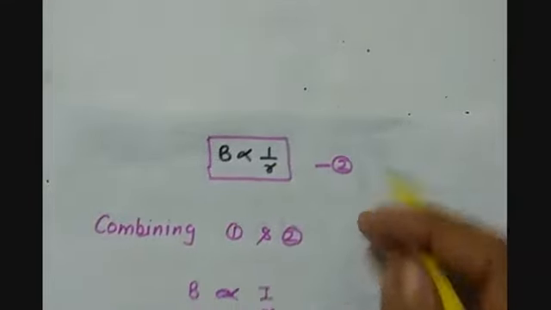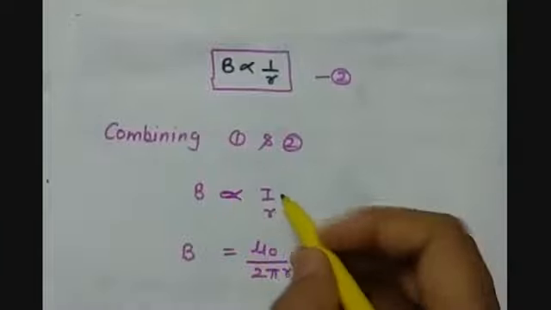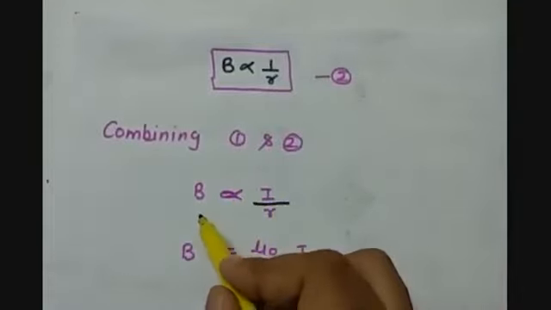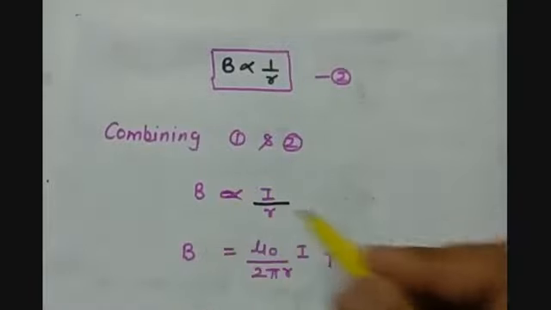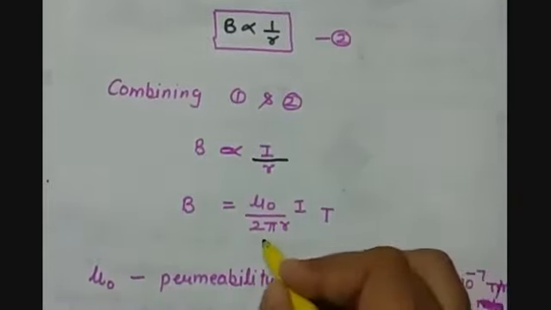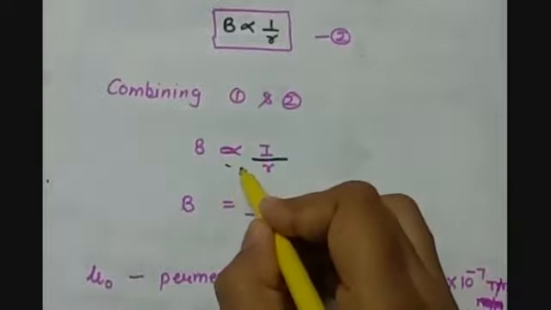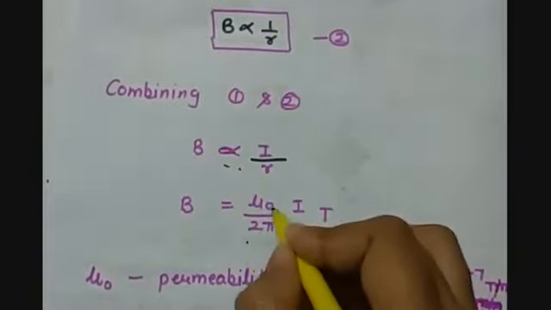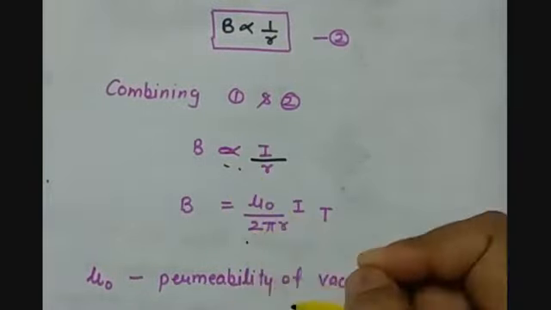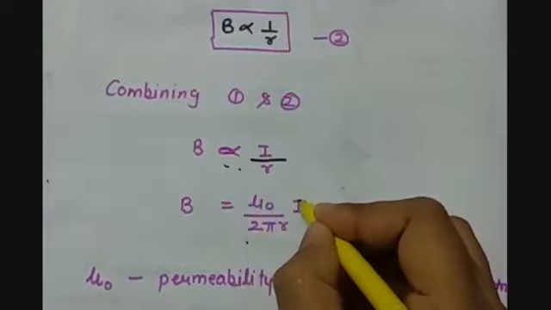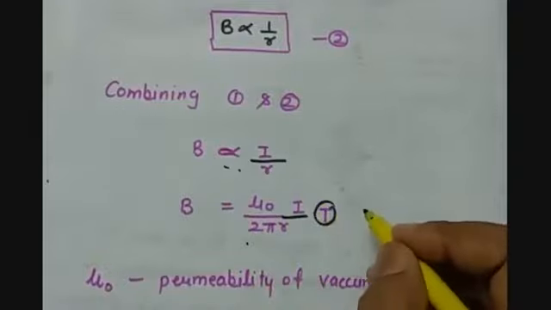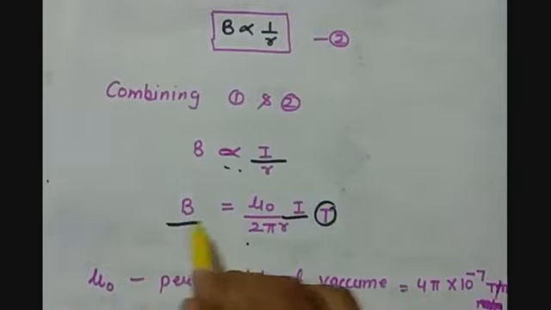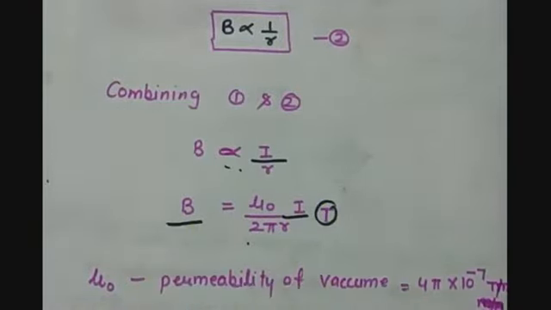Let us combine equations 1 and 2. It becomes B is directly proportional to I by R. When we remove the proportionality sign, we put a constant called mu naught by 2 pi, and we have I by R. B is measured in Tesla, the SI unit of magnetic field strength.